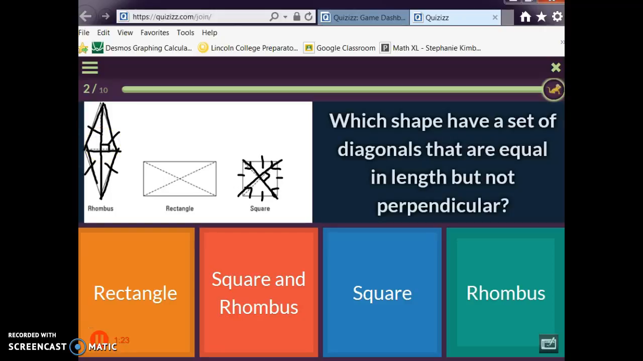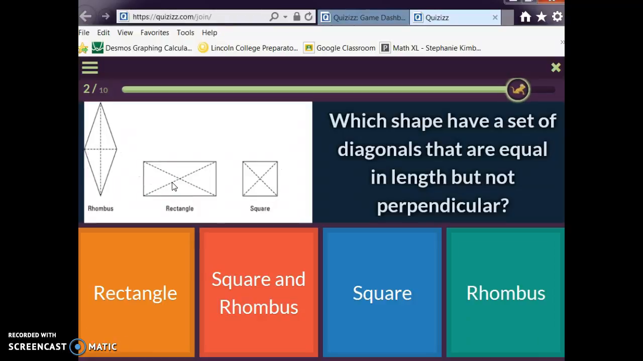We proved that. Rectangles have opposite sides that are parallel and equal, 4 right angles. The diagonals bisect each other, but they don't bisect each other at a 90-degree angle. I do know these 2 angles are congruent because they are vertical. These 2 angles are congruent because they are vertical. So my guess is that the rectangle is the one where the diagonals are equal in length, but the lines are not perpendicular.